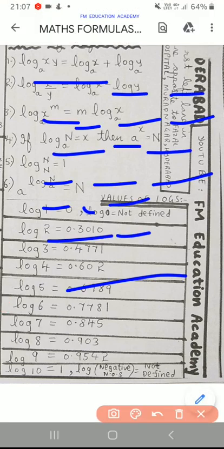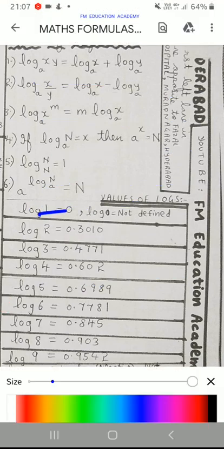The value of log 1 is 0. The value of log 0 is not defined. The value of log 2 is 0.3010. Value of log 3 is 0.47. Two digits, if you remember after the decimal point, it's enough.